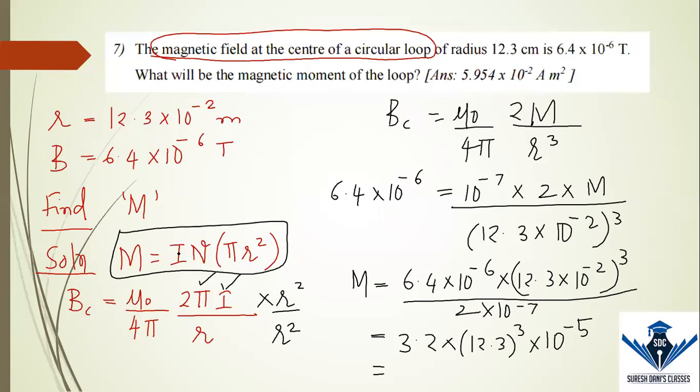So you have completed magnetic effect of electric current. I hope everyone got that answer. The answer for this question will match to the required answer. I hope all of you got 5.954 into 10 raised to minus 2 ampere meter square. So you have completed the 5th chapter today.